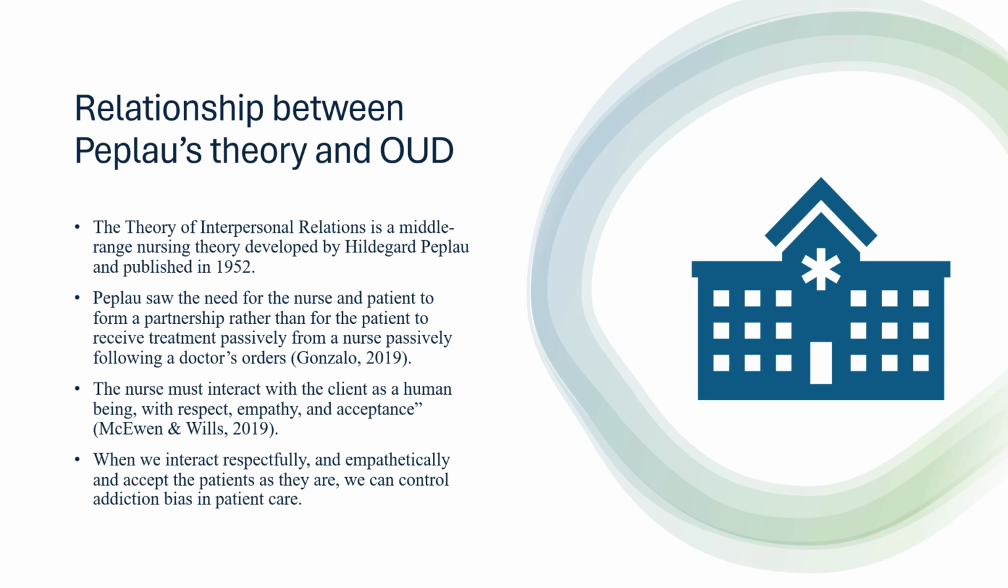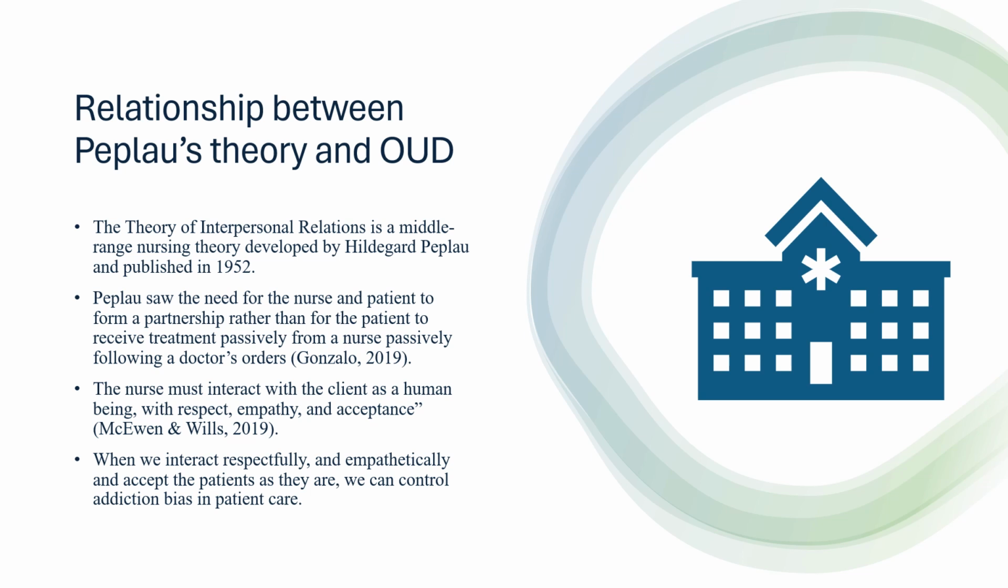So, what's the relationship between Peplau's theory and opioid use disorder? The theory of interpersonal relations is a middle range nursing theory developed by Peplau. Peplau saw the need for the nurse and the patient to form a partnership rather than for the patient to receive treatment passively from a nurse who is passively probably following doctor's orders. So, according to Peplau, the nurse must interact with the client as a human being with respect, empathy, and acquaintance.